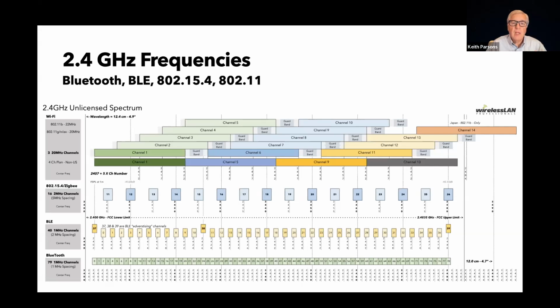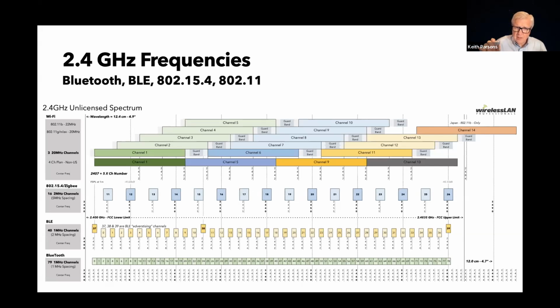Anywhere in the world you can have access to this 2.4 gig. We use it for Wi-Fi on the top, Zigbee in the middle, BLE and Bluetooth down at the bottom. And there's different ways you can slice up this same amount of frequency. It's used by Wi-Fi in larger chunks, in Zigbee in smaller chunks, and in Bluetooth, even smaller still, but we're all sharing that same frequency.